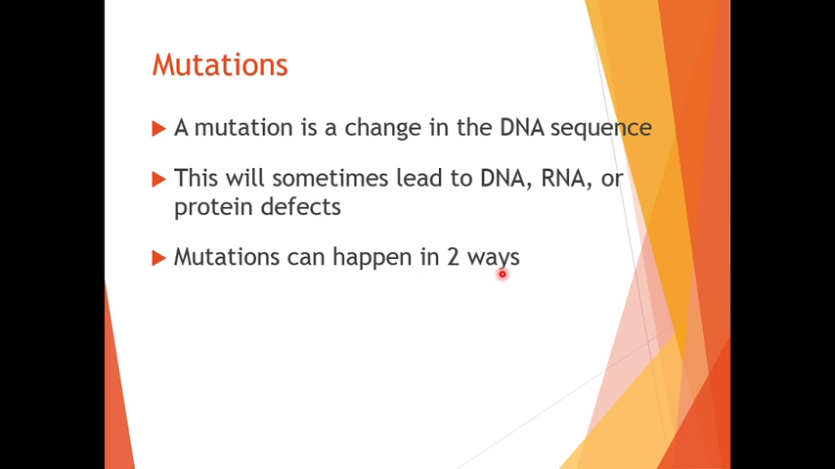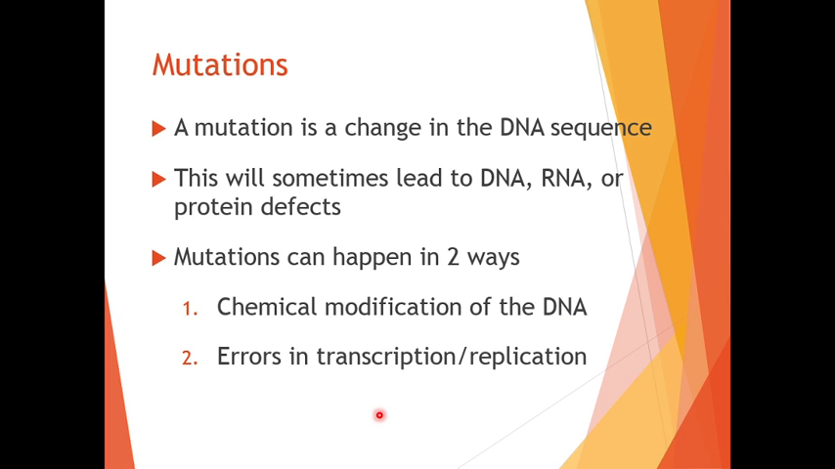Mutations can happen in two ways. One, DNA that is chemically modified is a mutation. Errors in transcription or replication can also lead to mutations. Now, error in transcription can lead to mutations in RNA, which can further lead to mutations in proteins.